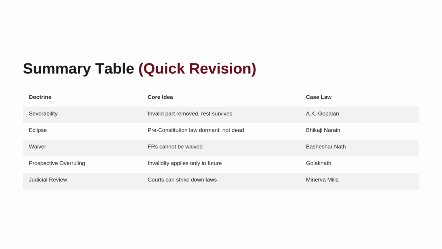So now we have a quick table summary for all of you, where we have mentioned the doctrine, the core idea enshrined in that doctrine, and the most important case law associated with it. So we have severability, eclipse, waiver, prospective overruling, and the doctrine of judicial review with their respective ideas and case laws that you can go through.